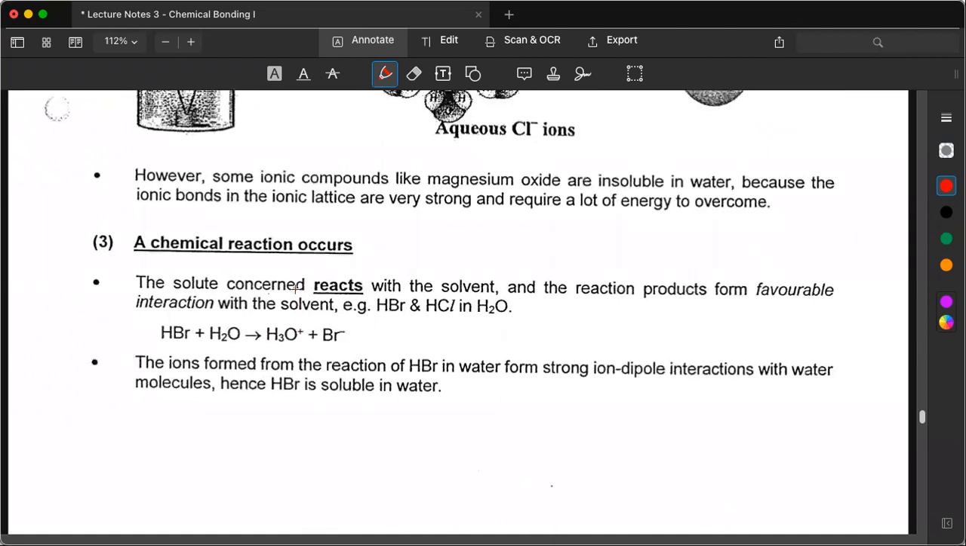The solute concerned reacts with the solvent, and the reaction products form favorable interaction with the solvent, like this. So the ions formed from the reaction of HBr in water, this can happen because there is strong ion-dipole interaction with water molecules. So HBr is soluble in water. Br minus can form strong ion-dipole interaction with water.